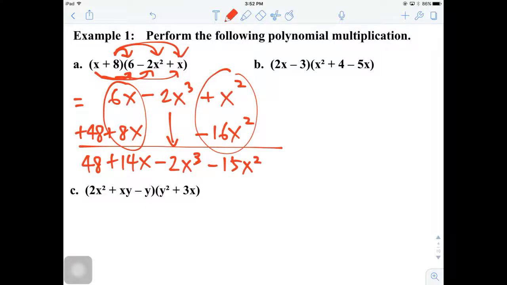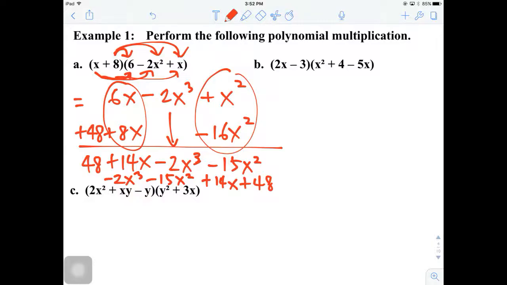So that would be the answer, except we want to make this look a little bit cleaner. So we're going to actually line this up in standard form. So we're going to actually put the negative 2x to the third first, then minus 15x squared plus 14x, and then plus 48. So that will be your final answer. So always clean it up and then put it in standard form at the end.